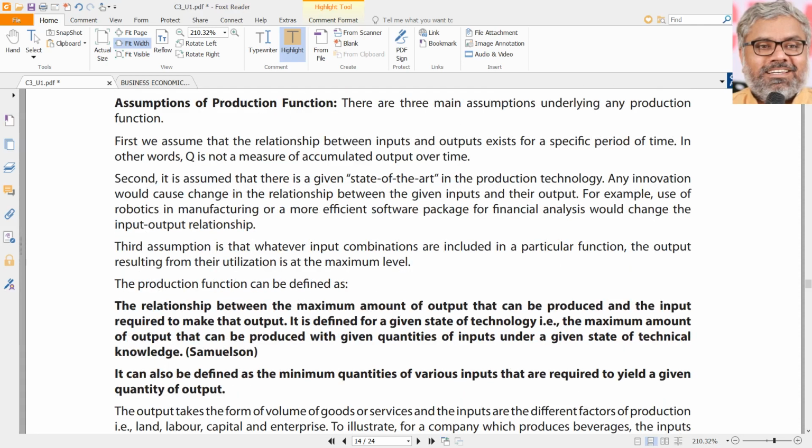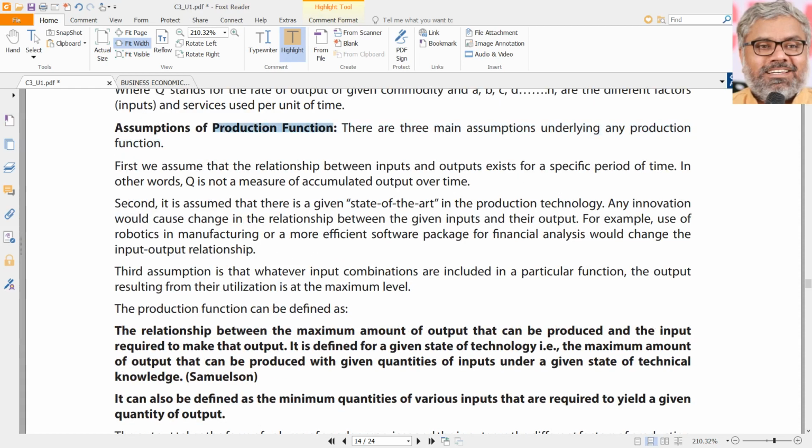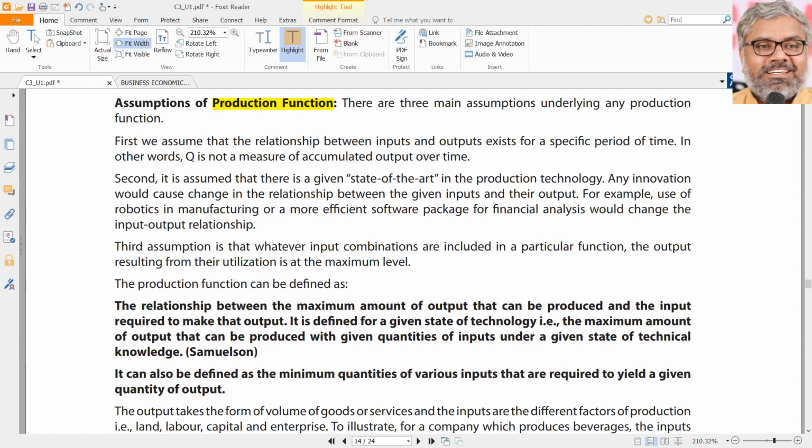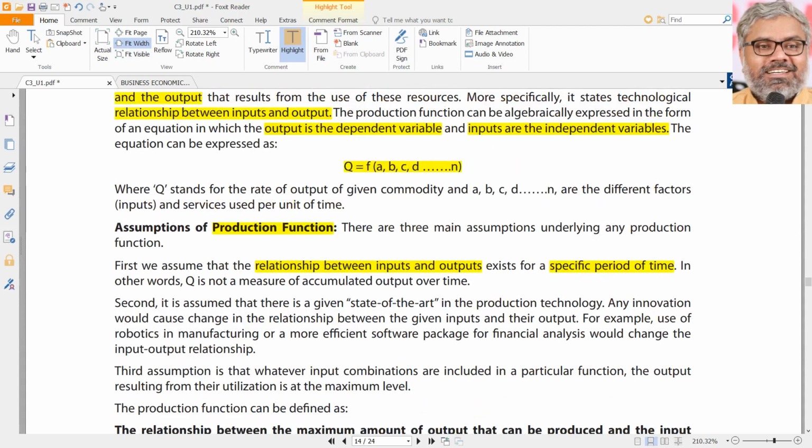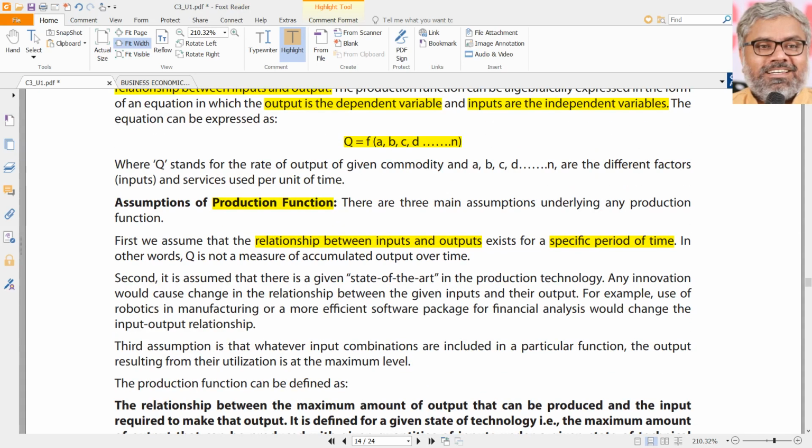But there are certain assumptions in this production function theory. What are the assumptions? First of all, this relationship between the inputs and output exists for a specific period of time. In other words, when we say Q, the quantity, the production, that is not a stock concept, that is a flow concept, which means it is for a particular period of time. So production per year, production per day, production per month, like that it can be told. For a specific period of time, whatever it may be.